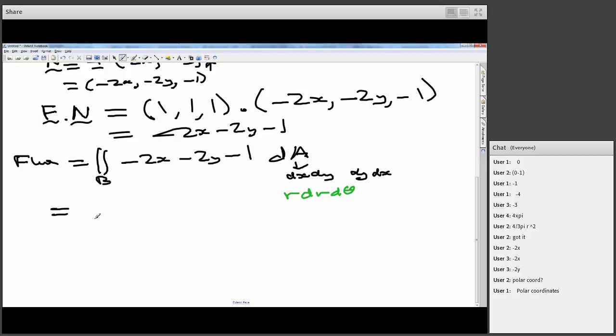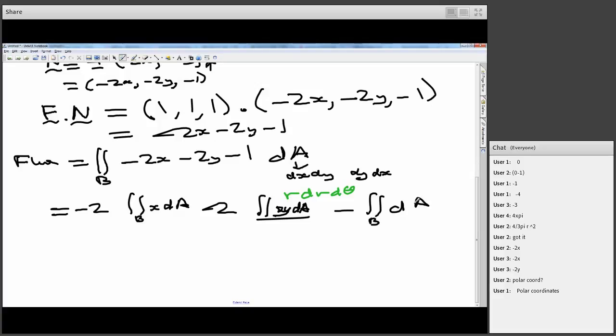I'm going to split it up. So I've got minus 2 the double integral over my circle of x dA, minus 2 the double integral of y dA, minus the double integral over the base of dA. So that's another way of writing it. All I've done really is expand this sort of thing out. Now, a few things to notice. This double integral of dA is really just going to be the area. That's going to be the area of my circle, which I can easily work out.